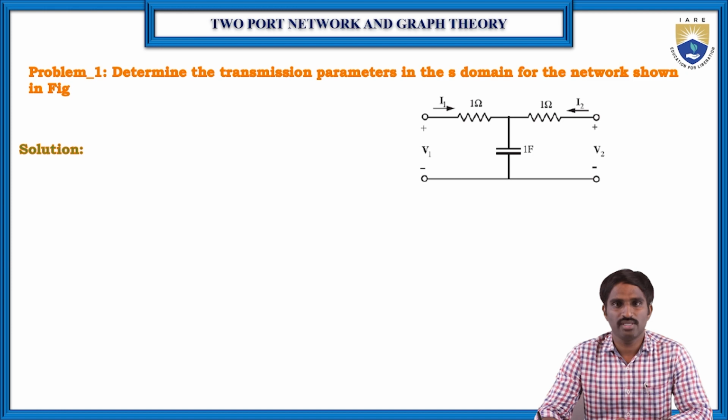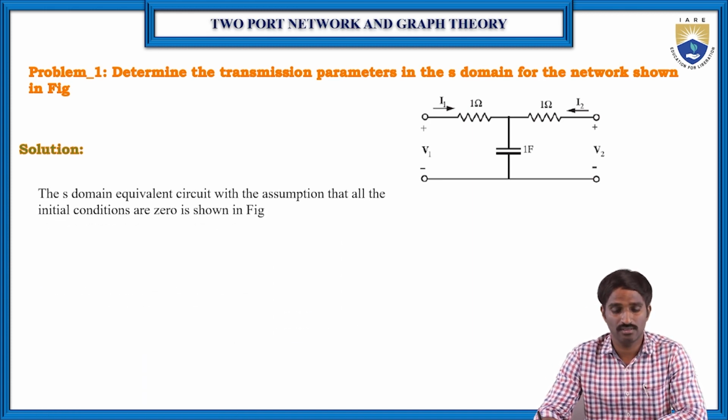As we know, the ABCD parameters express the input voltage and input current in terms of the output voltage and output current. That we need to find. First of all, we should convert the given two-port circuit into the S domain, where the parameter that depends on the S domain configuration is the capacitor.